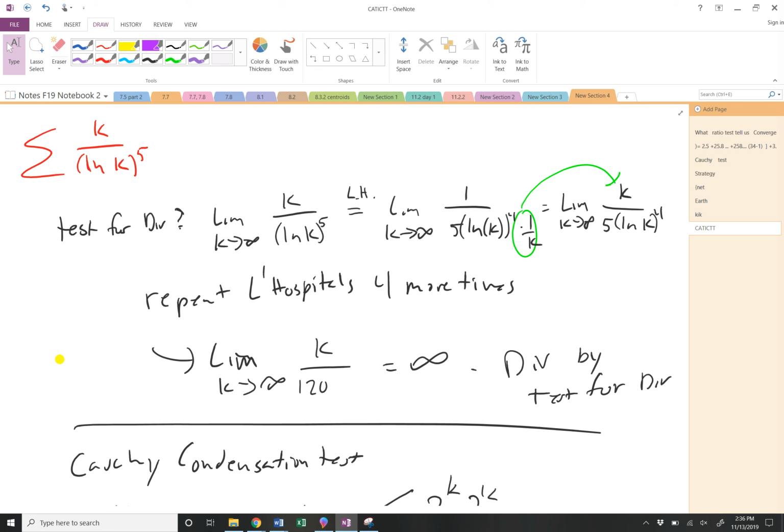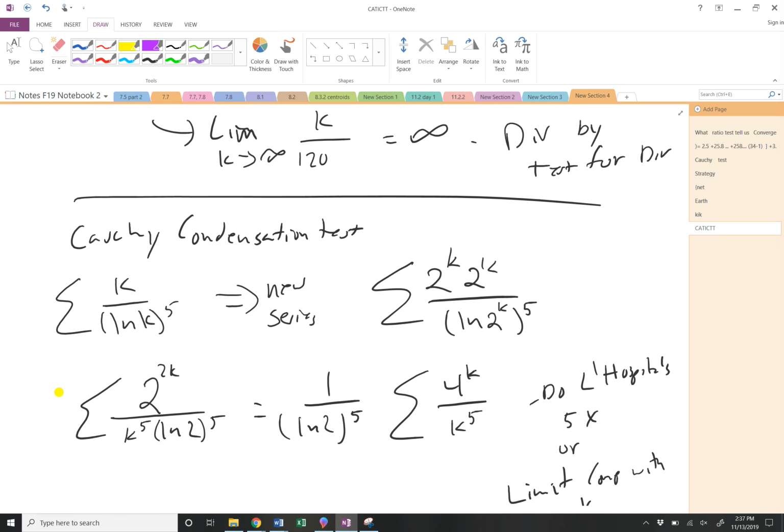figure it out. So you can just start doing L'Hopital's rule because you get an infinity over infinity, and each time you do that, you do have to do the chain rule where the derivative of the natural log of k becomes the 1 over k, but since that 1 over k is in the denominator, you end up multiplying by k in the numerator again, and then you can do it again and again, and you keep lowering the value of this exponent right here. And eventually you just get to k over 120, and that diverges, goes to infinity.